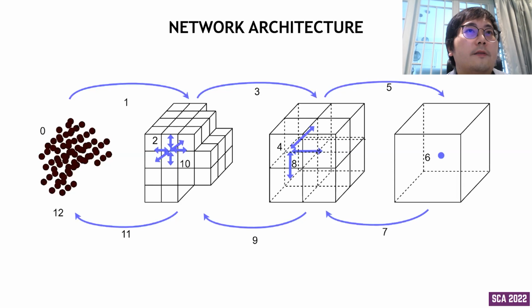This is the overview of the network architecture. We have particles, and we perform some computation to transfer to a sparse grid at the finest resolution, and then it goes to a coarser grid, and so on, to even coarser grids. Finally the computation goes back from the coarse grid to the fine grid, and back to the finer grid, and finally comes back to particles again, in a hierarchical manner.